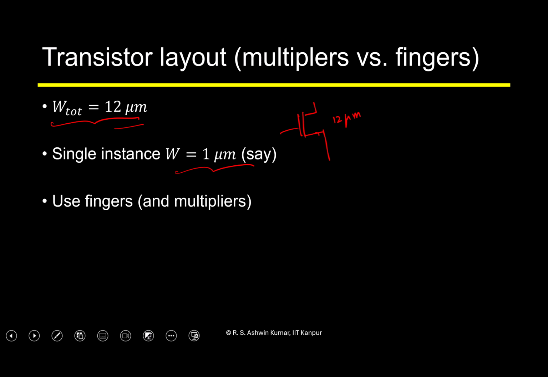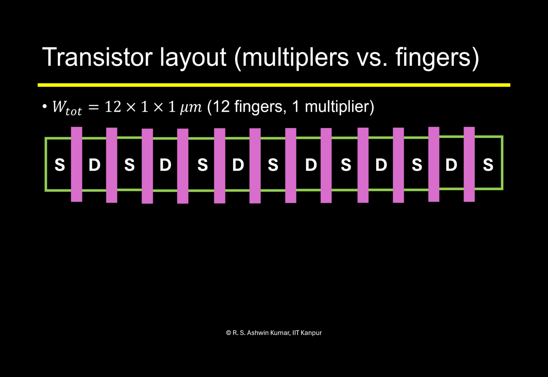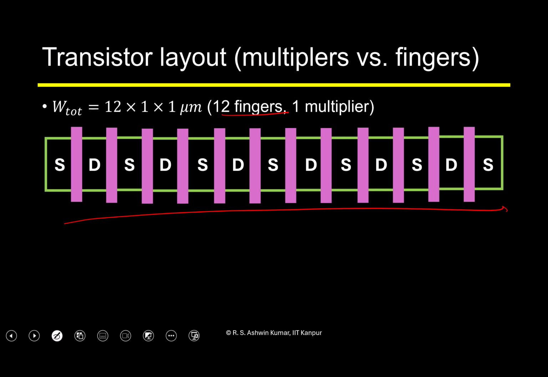So if you do this, the total width will be the number of fingers times the number of multipliers times the unit width. So I'll show an example again. Take this example of 12 micro. I can have 12 fingers like this and put them like this. But here, if you see the transistors at the left end and the right end, they are spaced far apart.